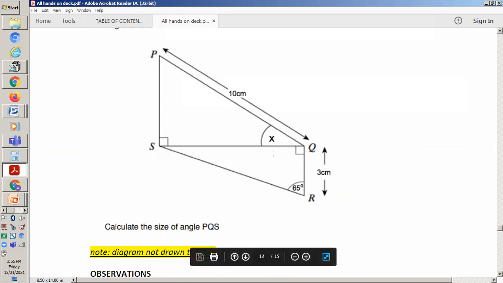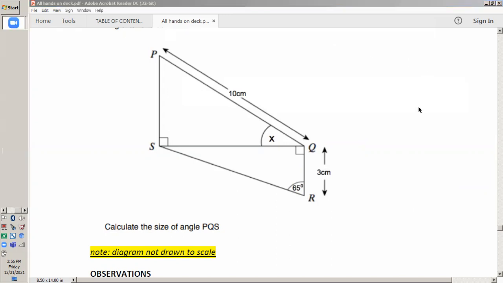Now, if you look at the bottom triangle, we realize that we have a reference angle and a side. So we're going to use the reference angle and the side to find SQ, and we're going to use trigonometry to do that. But before we do that, let us label the triangle.